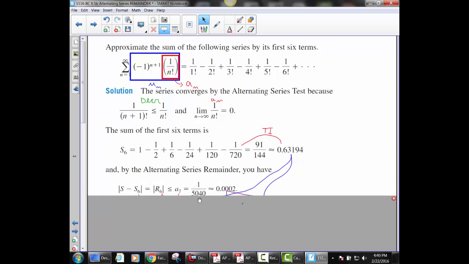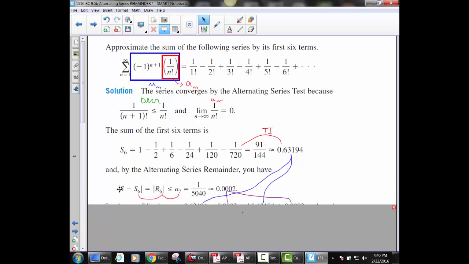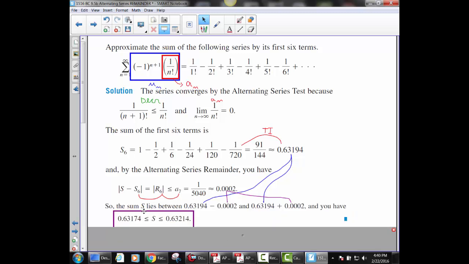By the alternating series remainder, you have that the absolute value of s minus s6, which is what we use, is equal to the absolute value of R6, which is less than or equal to a7. Now a7, of course, would be 1 over 7 factorial, which is 1 over 5040. That works out to be approximately 0.0002. So the actual sum lies between our approximation, 0.63194, plus or minus this 0.0002. And that works out to be a sum somewhere between these two numbers.